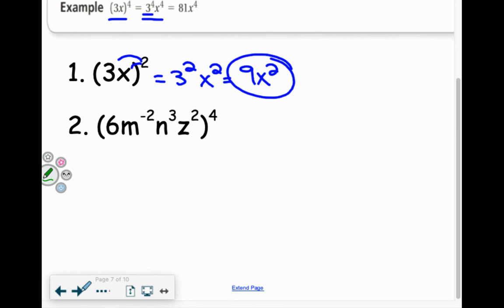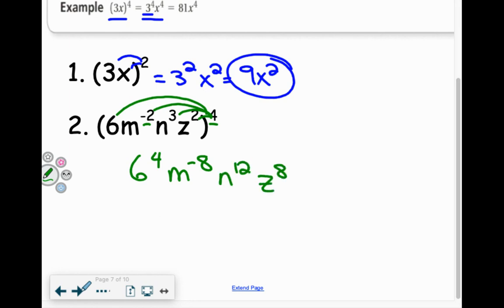Okay, now we got this one here. So we have 6m to the negative 2, n to the third, z to the second, all raised to the fourth. So I'm going to bring that to each and every term. So now I have 6 to the fourth, m to the negative 8, right, because negative 2 times 4, n to the positive 12, z to the positive 8.